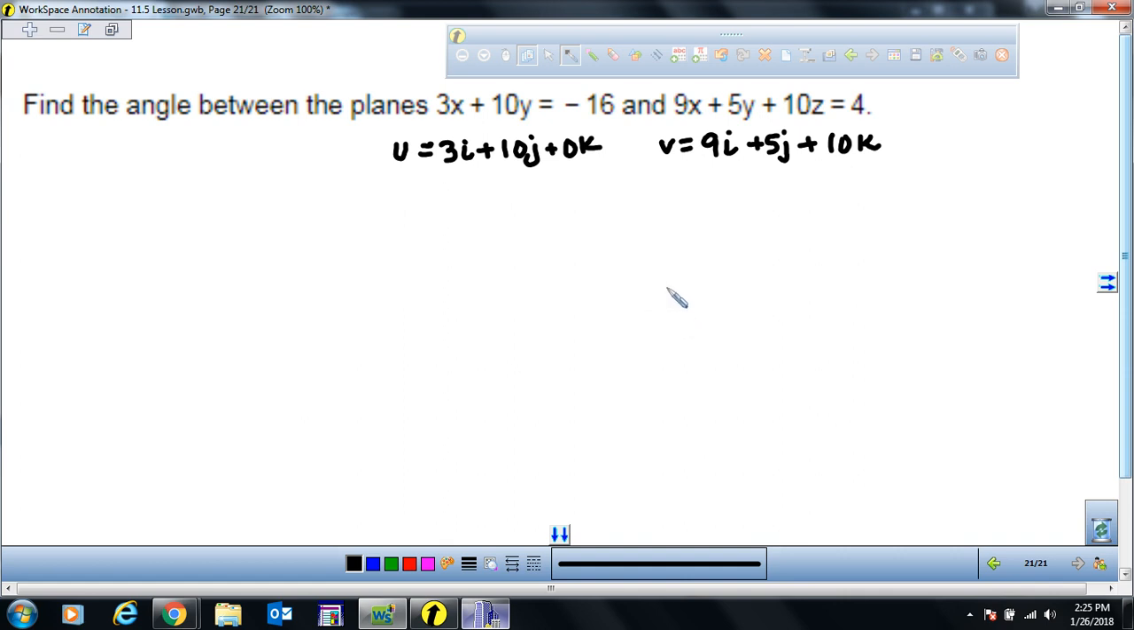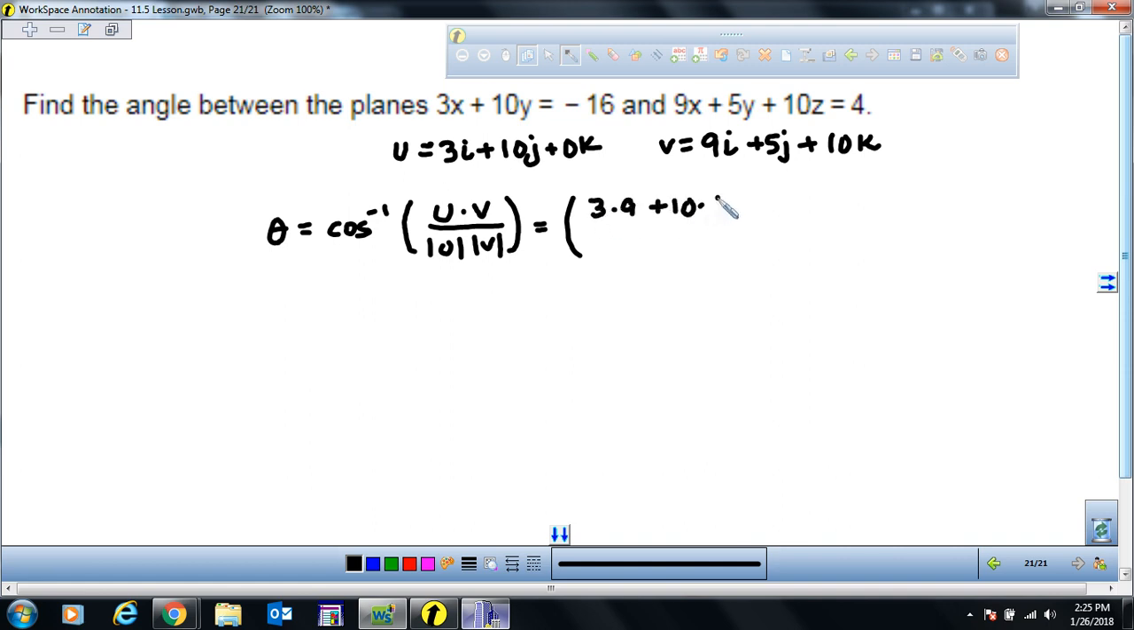So what we can do to find the angle between the two planes is find the angle between these two vectors. That will be the same as the angle between the two planes. So to find the angle between the two vectors, the formula is cosine inverse of the dot product of the two vectors divided by the product of their magnitudes. The dot product would be 3 times 9 plus 10 times 5 plus 0 times 10, divided by the product of their magnitudes.